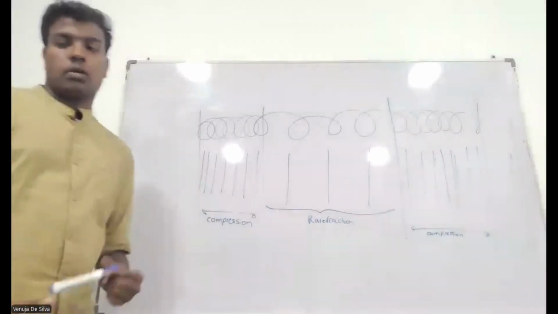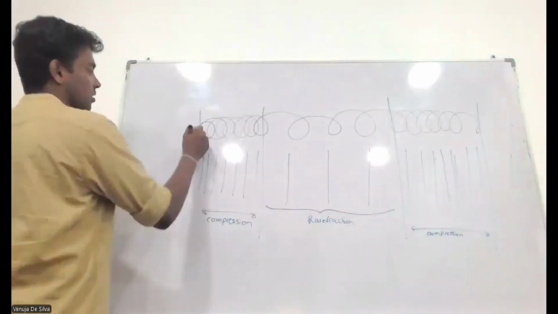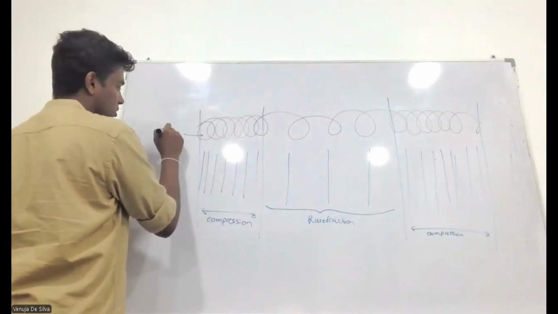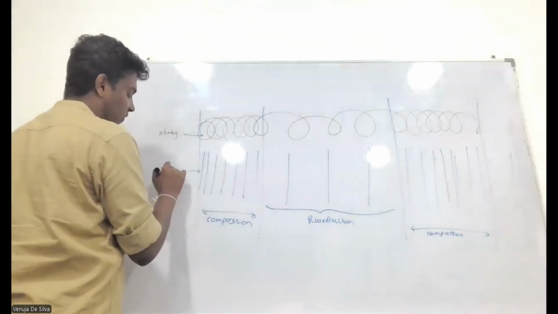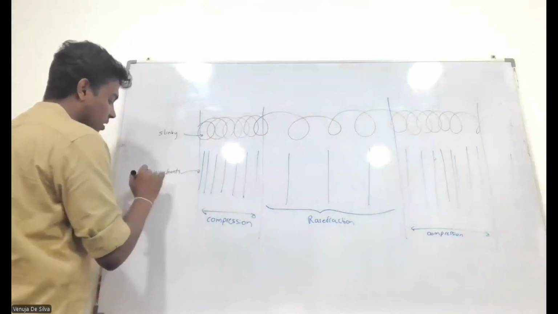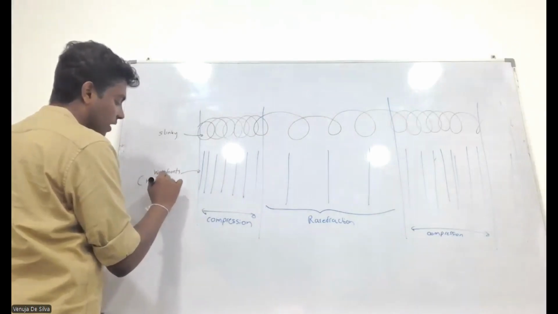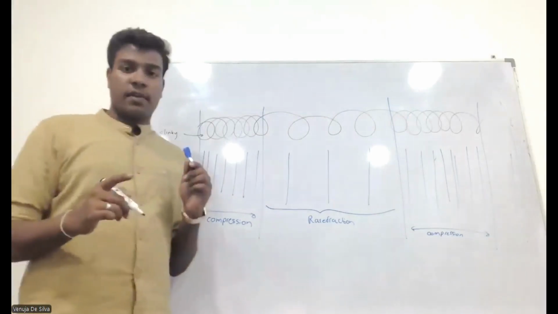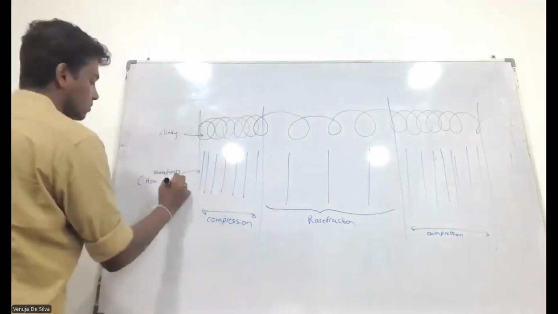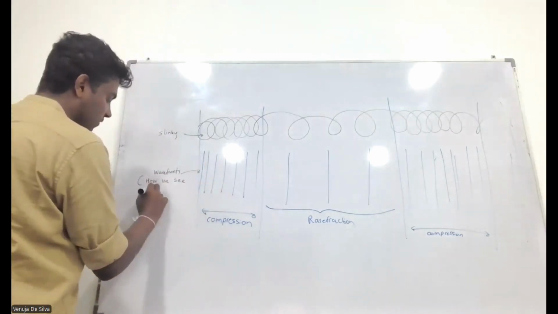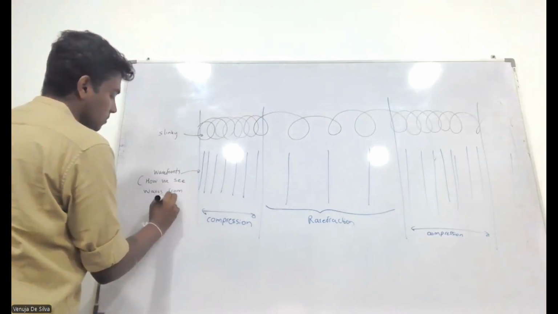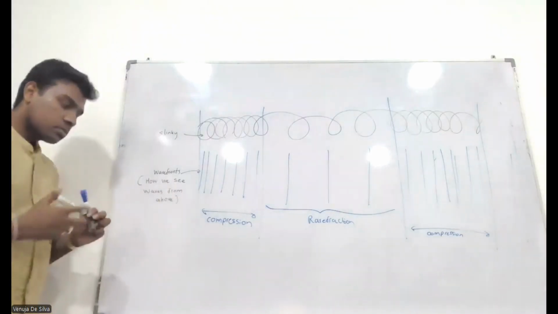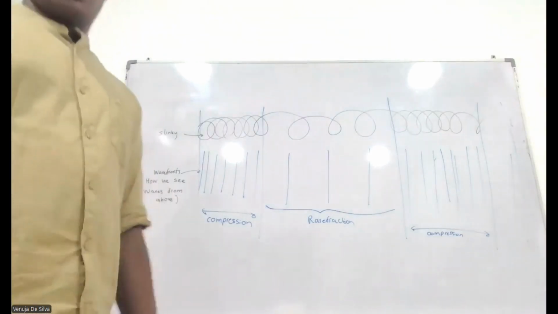So draw this and copy this down. Just mark, this is from the slinky, and these are wavefronts. You put wavefronts and then within brackets you write down how we see the wave from the top. Even for a transverse wave, we can draw wavefronts, how we see waves from above.